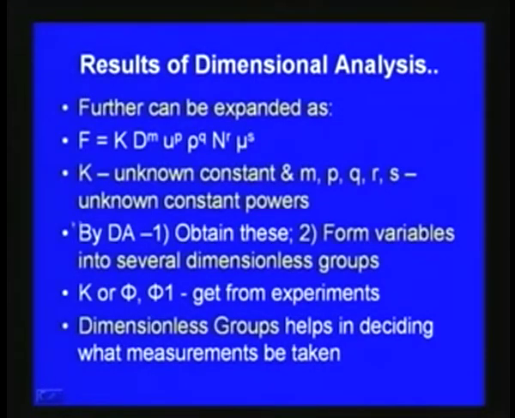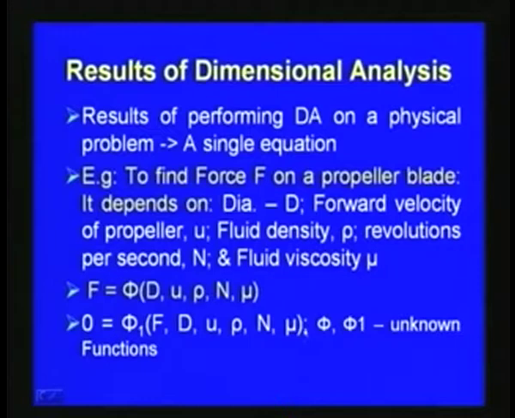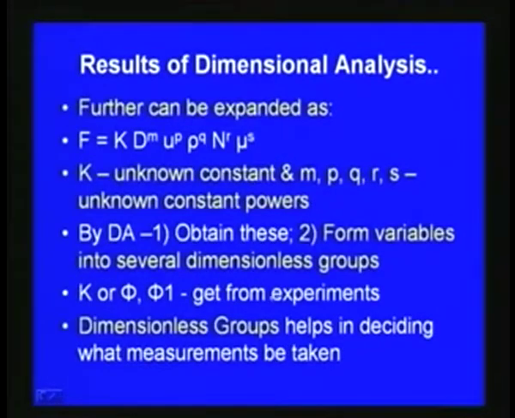So, through dimensional analysis, the first aim is to obtain the constant k and the exponents m, p, q, r, s. The second objective is to form the variables into several dimensionless groups. For example, here we have put phi 1 in terms of phi, so we can form different dimensionless groups. We may get k or phi 1 through experiments, and the dimensionless groups help in deciding what measurements should be taken.